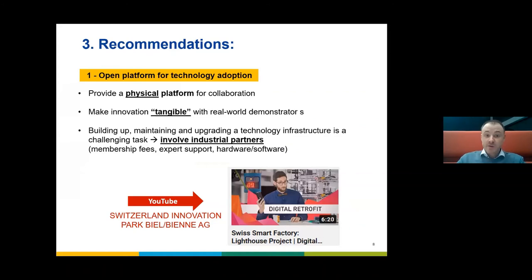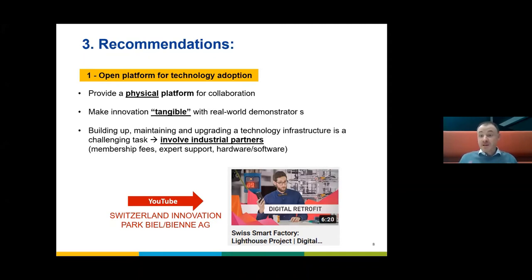That's my recommendation for you. If your region wants to take a step forward, you could also build an open platform for technology adoption. We have learned that it's important to be tangible, to have a physical platform where collaboration can happen. I know Teams meetings and Zoom meetings are great, but it's so different if you're here and can have workshops on the physical matter.